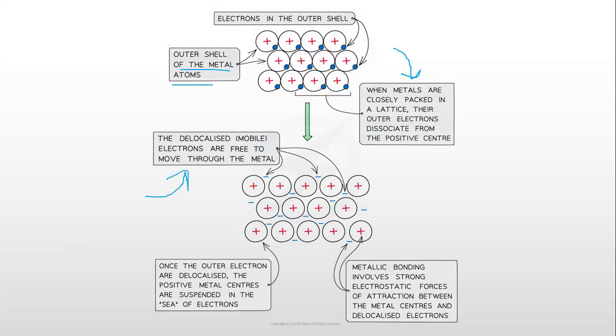The delocalized mobile electrons are free to move through the metal. Once the outer electrons are delocalized, the positive metal centers are suspended in the sea of electrons. Metallic bonding involves strong electrostatic forces of attraction between the metal centers and the delocalized electrons.